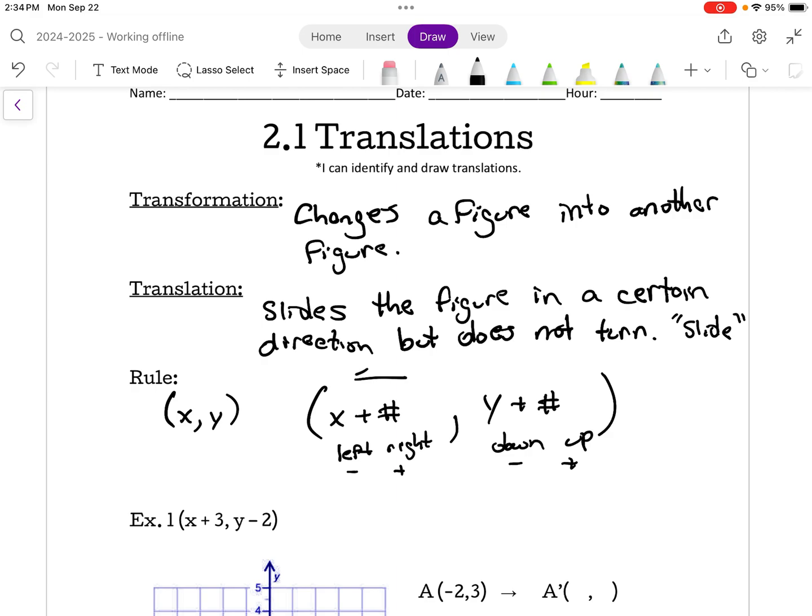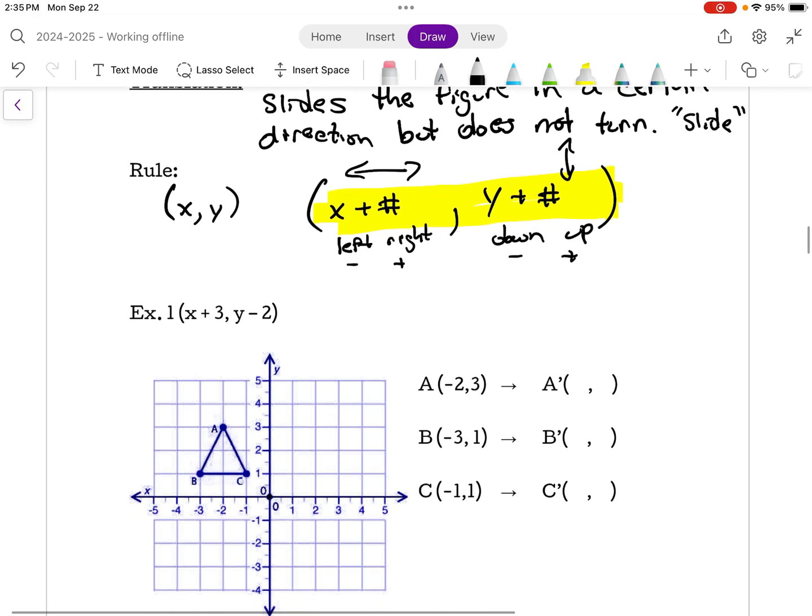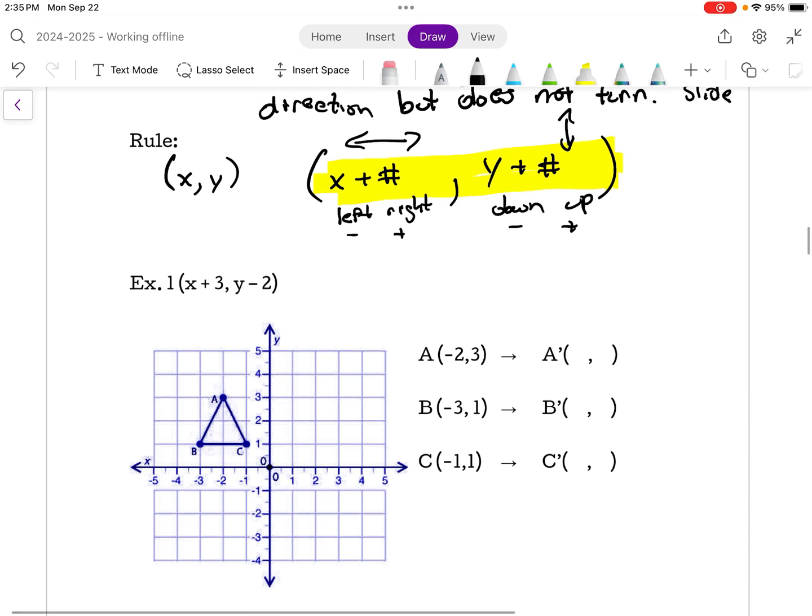So this would be horizontal, the X value, and then vertical with the Y value. I'm going to highlight the actual rule as you would write it down on a test or a quiz. So that part that's highlighted there is how you would write it. And if you look at example 1, which we're about to get into, this shows you the rule and how it looks. And then we have a triangle, ABC, and I want to take that triangle, and if you look at the rule, I am going to be moving it 3 to the right. That plus 3 would indicate right because it's attached to the X value. And then I'm also going to be moving it 2 down. So 3 to the right and 2 down.